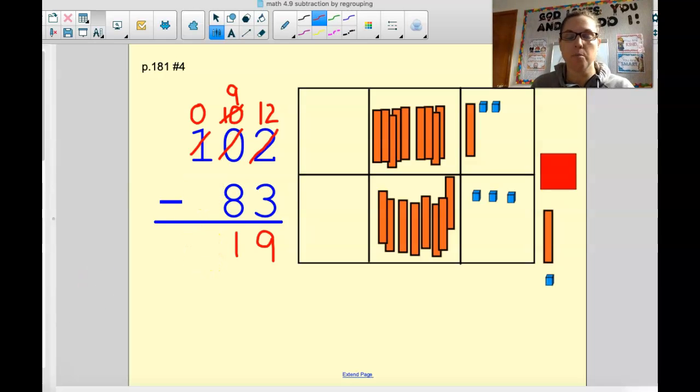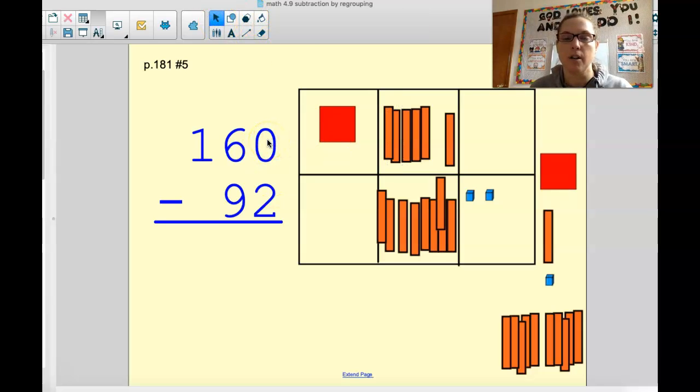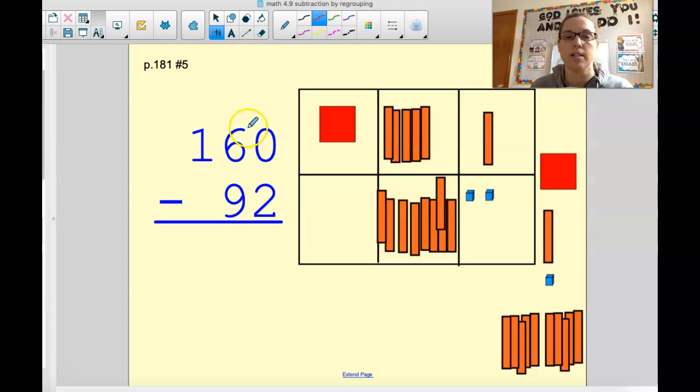Okay, let's do one more together. 160 minus 92. Okay, so we'll start in the ones place. 0, take away 2. We have more on the floor, so we have to go next door. We're going to go next door and get 10 more and bring it into the ones place. So let's cross out our 6, make it a 5. We're going to bring that over into the ones place. So instead of 0, now we have 10.